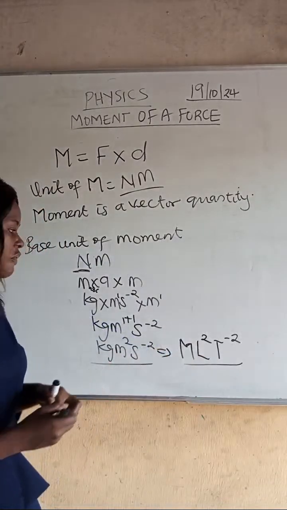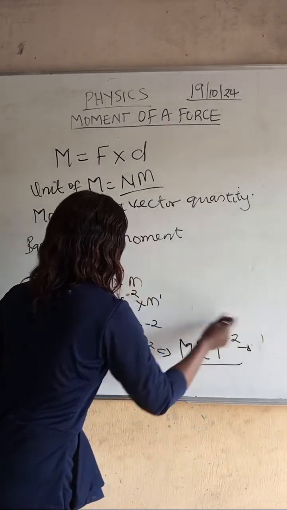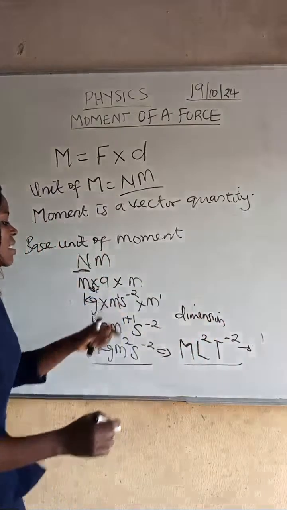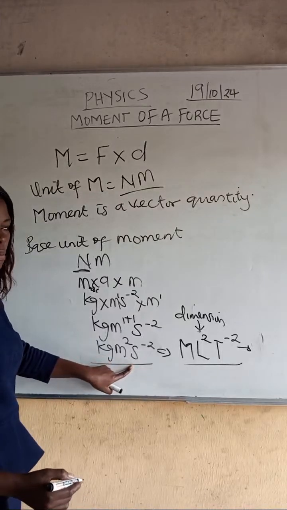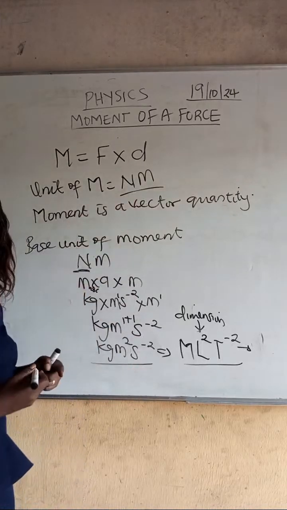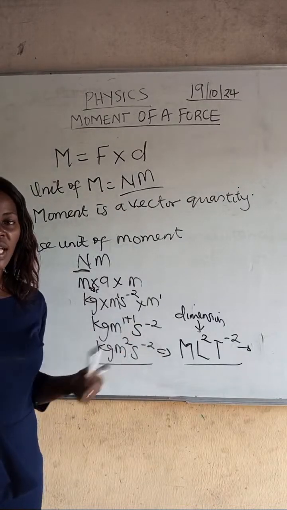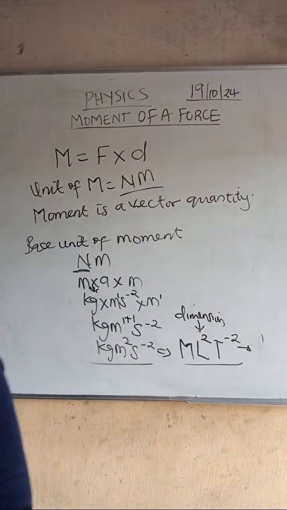This is the base unit of moment, so don't get it confused. This is the dimension of moment, while this is the base unit of moment. We can still use the unit of moment as Newton meters. So I'm going to look at a few examples under this moment so that we can proceed to another part of it.